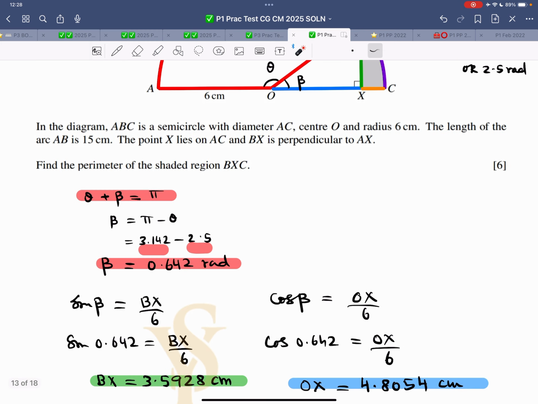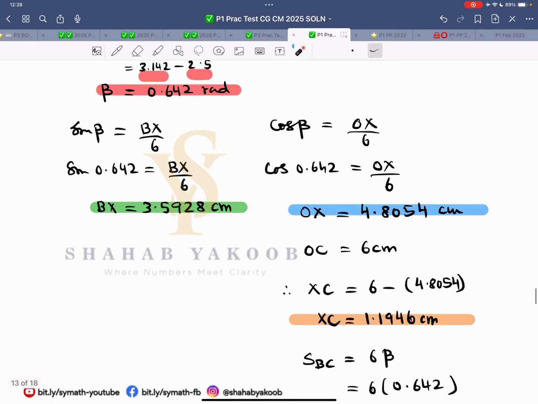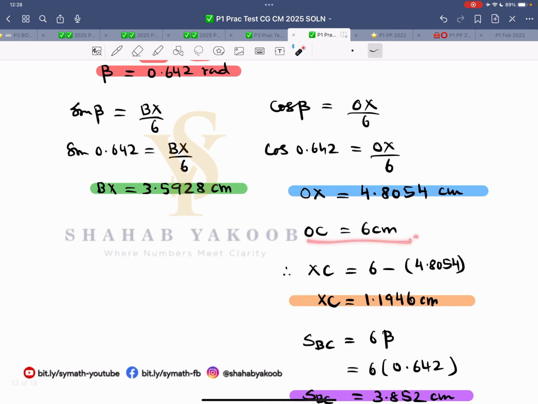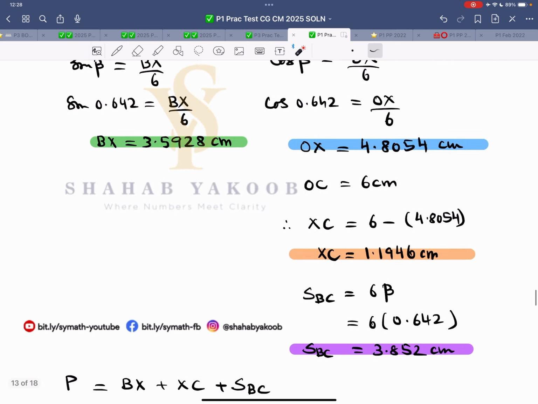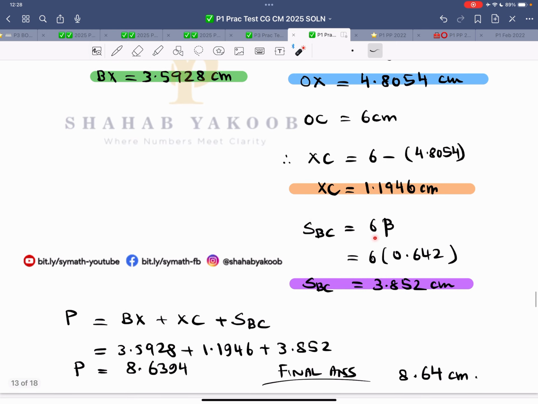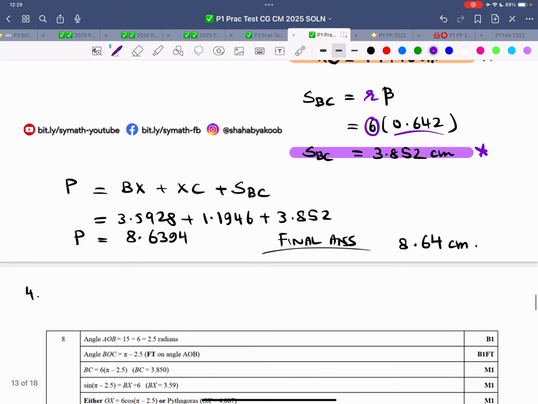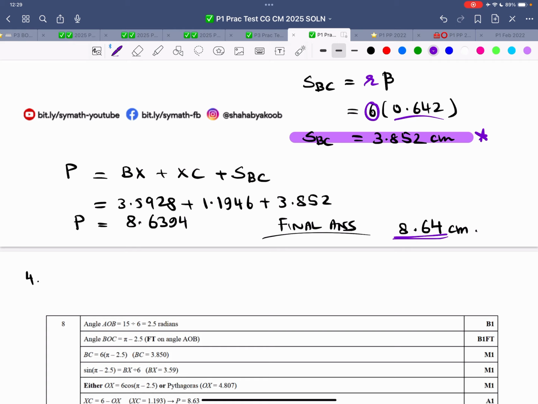So the green one is obtained by sine. The blue one is obtained by cos. And OC is 6 centimeter. That's the radius. The difference between the two is XC. So I have this orange one. What is now left? That is this arc length. So now arc BC is radius times beta. Let me write the radius over here. So this is again the radius times beta. Radius is 6, beta is this, and we get this. So we have one thing, we have the second thing, we have the third thing, we add it all up, and that is the answer for this particular part.